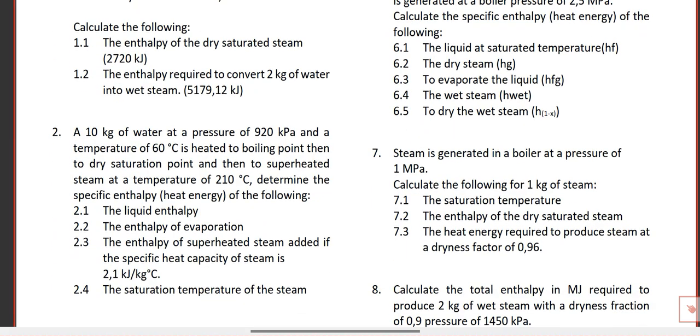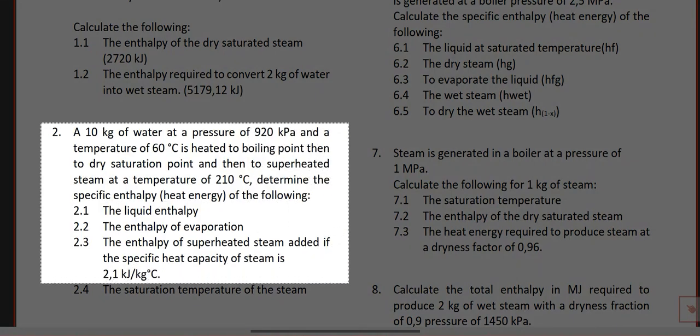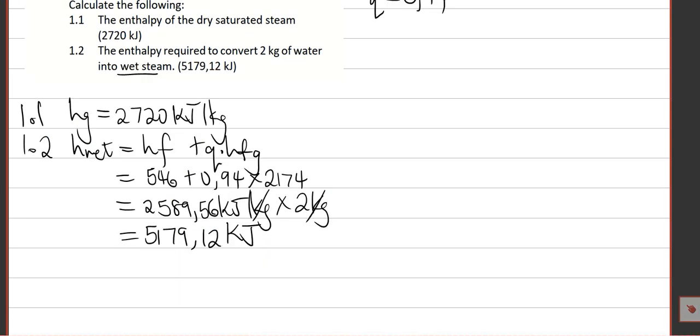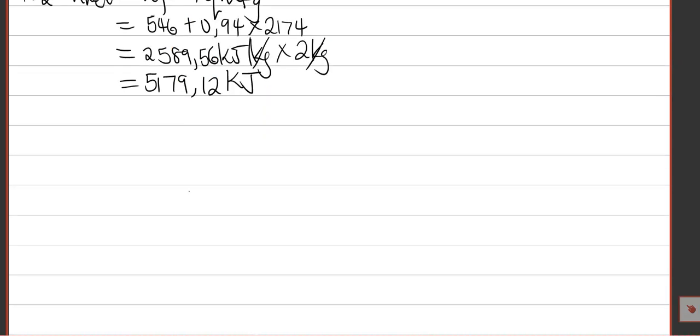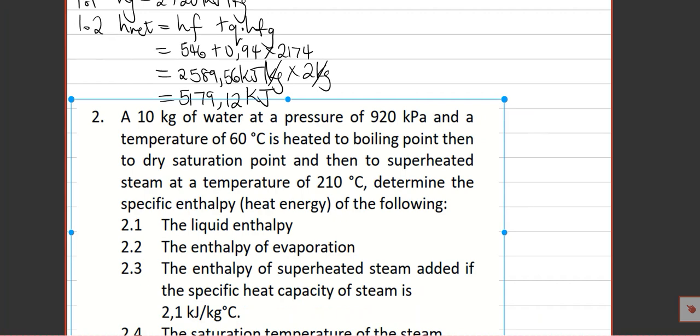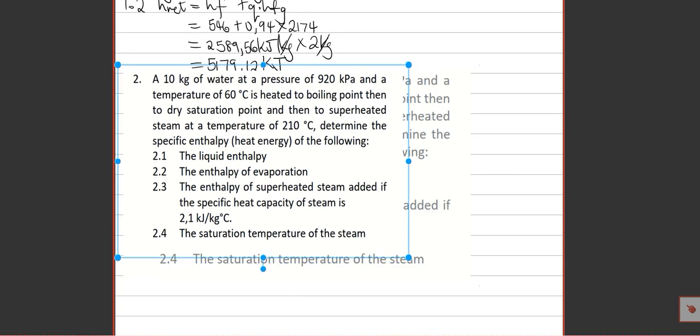Yeah. So for this one, let's see what it has for us. All right. So steam, it's not difficult.